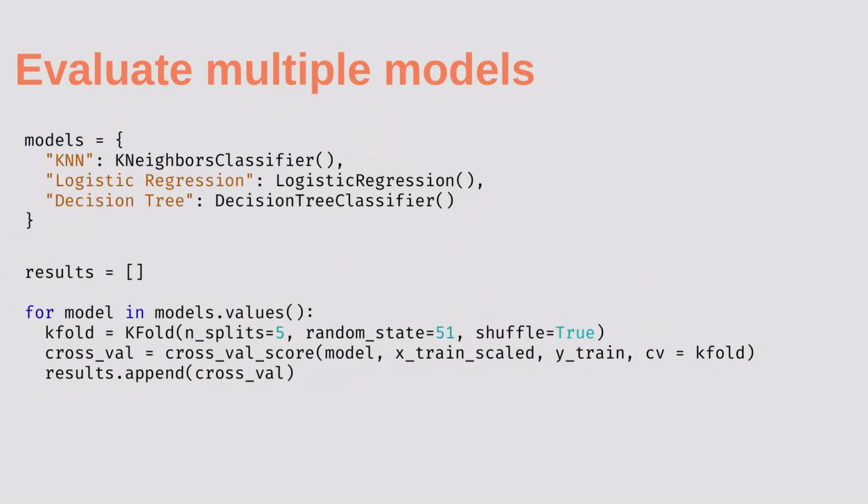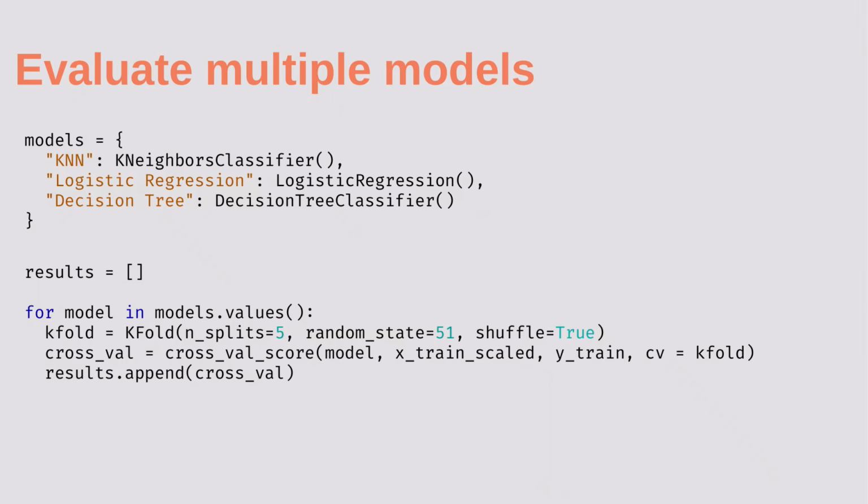Next, we're going to set up our models so that we can evaluate them using cross-validation. We start by creating a dictionary. In this dictionary, the keys are the names of our models as strings like KNN, Logistic Regression, and Decision Tree. The values are the actual model objects we have instantiated using scikit-learn. We also create an empty list called results. This is where we'll store the cross-validated scores for each model.